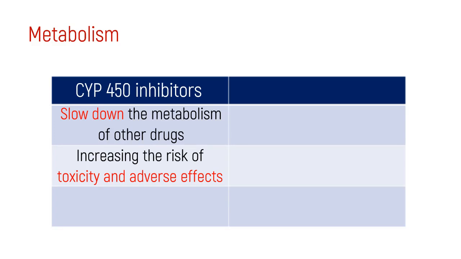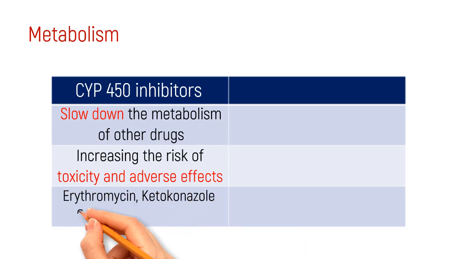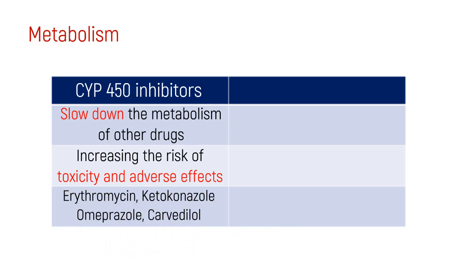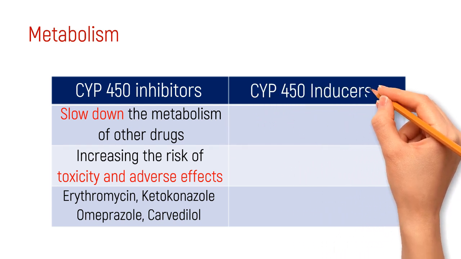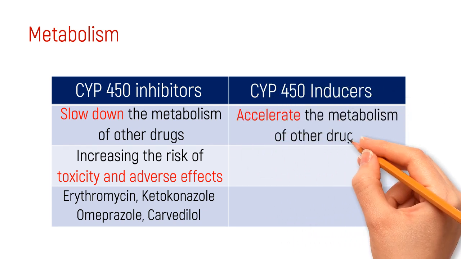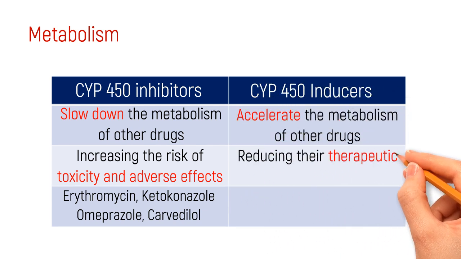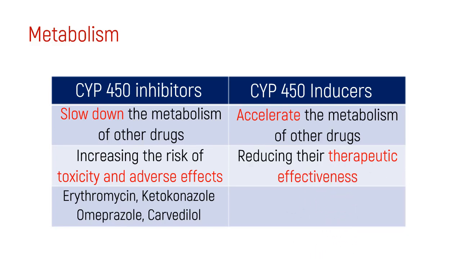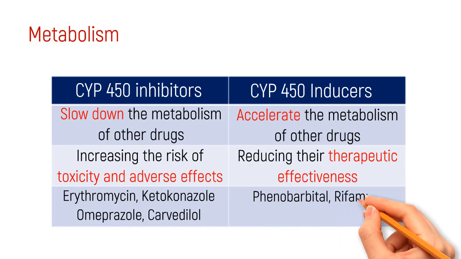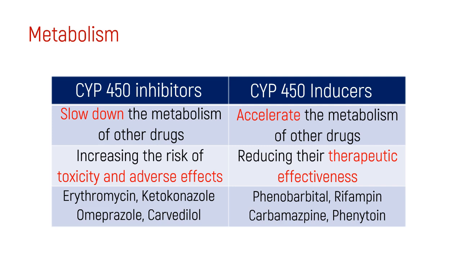Examples of such drugs include erythromycin, ketoconazole, omeprazole, and carvedilol. On the other hand, cytochrome P450 inducers accelerate the metabolism of other drugs, reducing their therapeutic effectiveness. Examples of cytochrome P450 inducers include phenobarbital, rifampin, carbamazepine, and phenytoin.